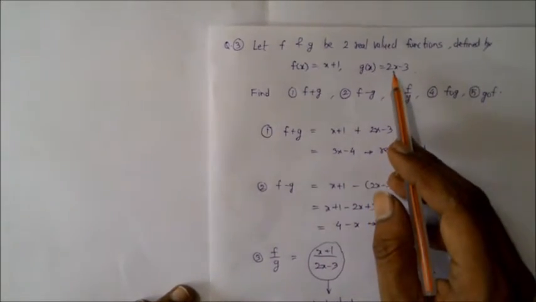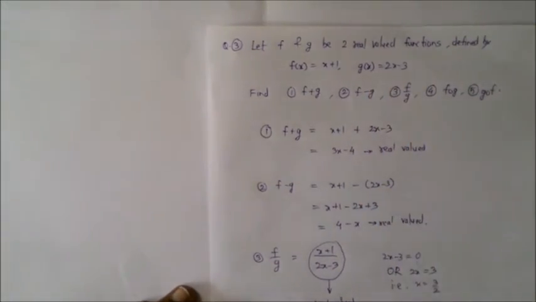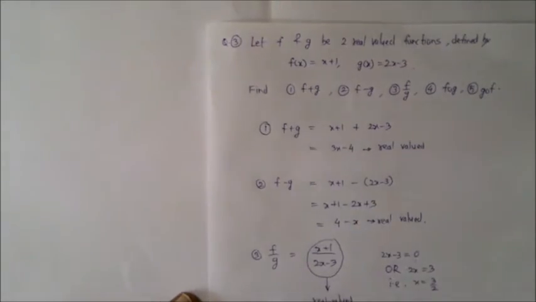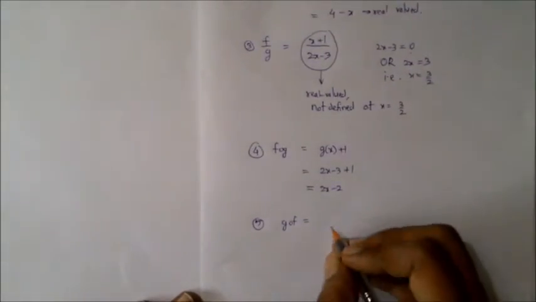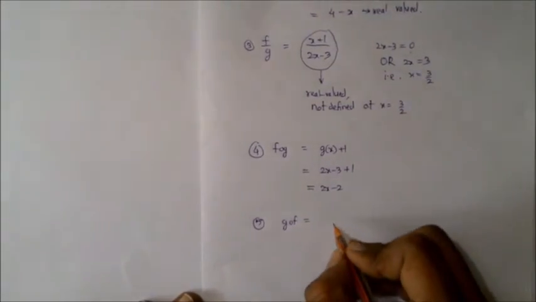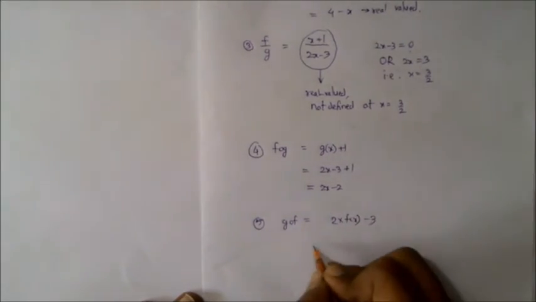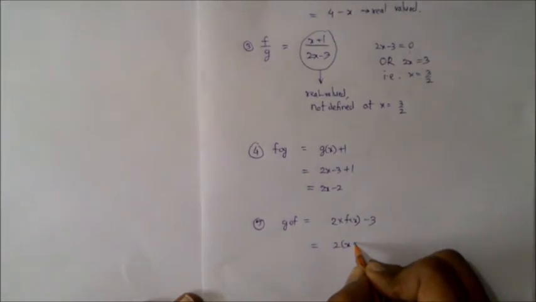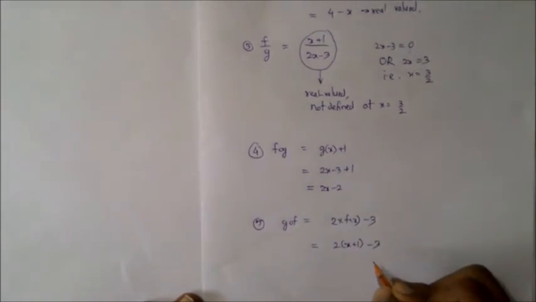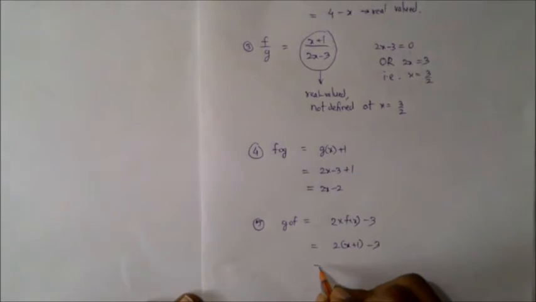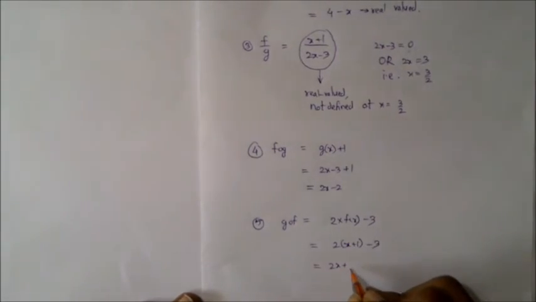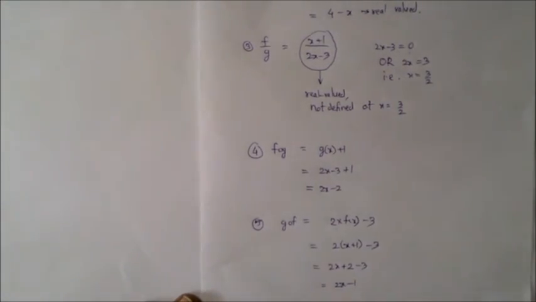The last one is g of f. Now here I will put f of x in the definition of g of x wherever I have x. So g of x is 2x minus 3. So g of f of x will be 2 into f of x minus 3 or 2 into (x plus 1) minus 3. This is by definition of f of x. This will be 2x plus 2 minus 3 or it will be 2x minus 1.